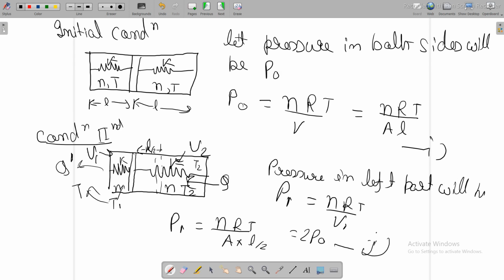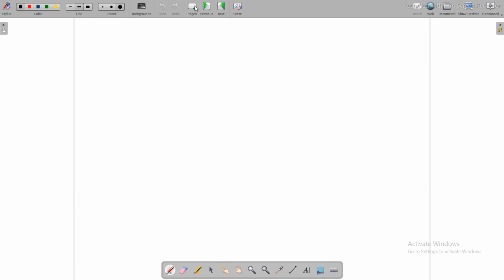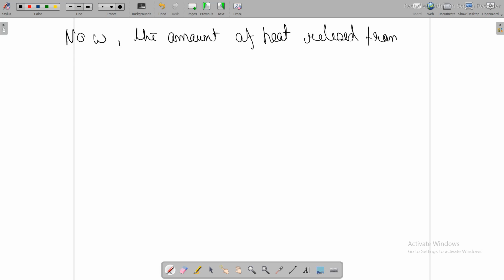Second, now the amount of heat released from the left part in order to maintain the temperature will be Q dash, and our objective is to find Q dash.